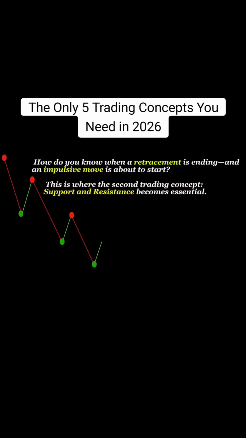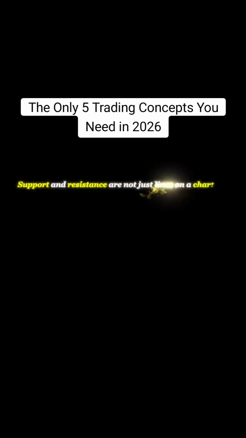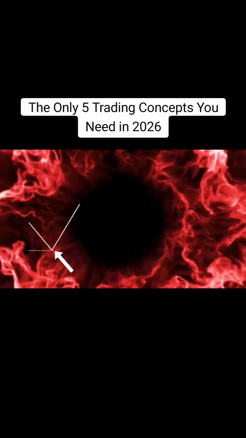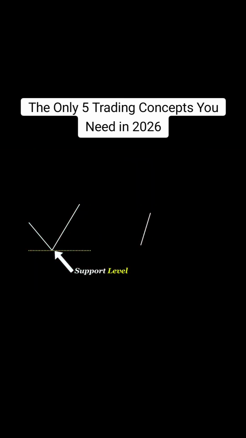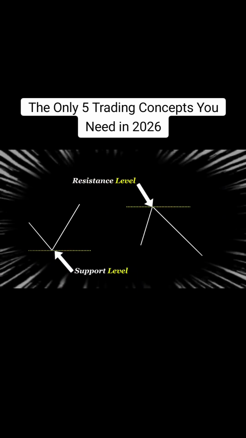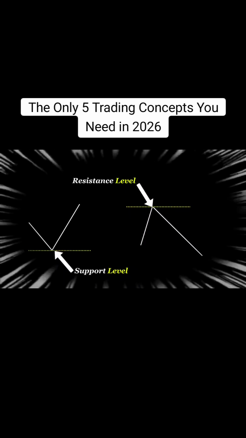This is where the second trading concept, support and resistance, becomes essential. Support and resistance are not just lines on a chart. They are areas where traders make decisions. Support is where buying pressure previously stopped price from falling. Resistance is where selling pressure previously stopped price from rising. These levels matter because the market remembers them.